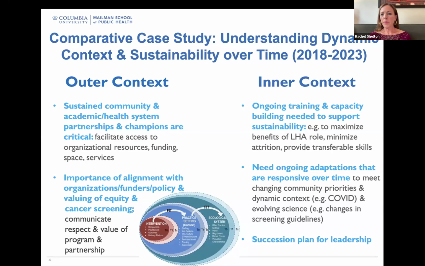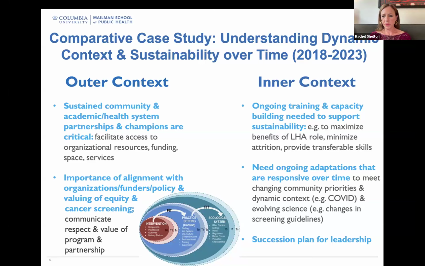We did this work during the pandemic, and we found that many of these programs had to pivot. They had to address issues around food insecurity, housing insecurity, before they could get to mammography screening. So again, thinking about changing context and how to adapt the program to help support those health needs over time is critical. And then again, this notion of what is the succession plan for leadership?